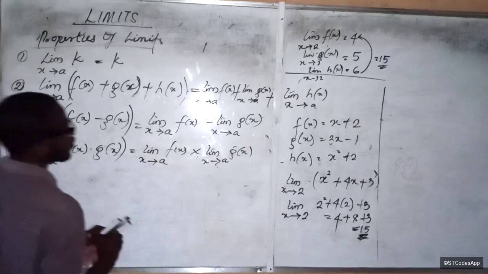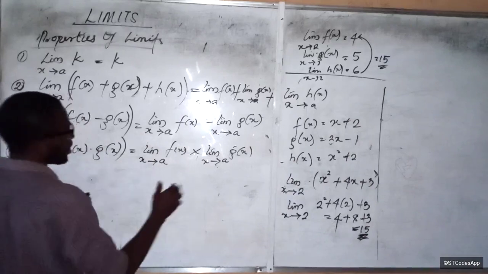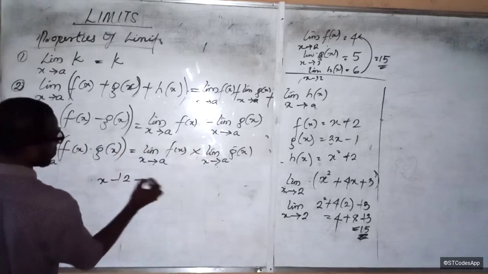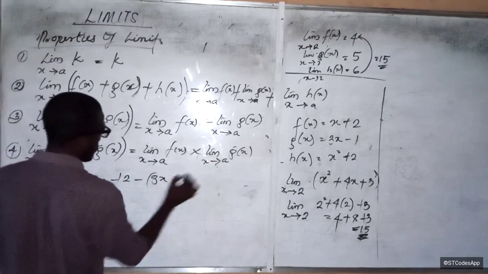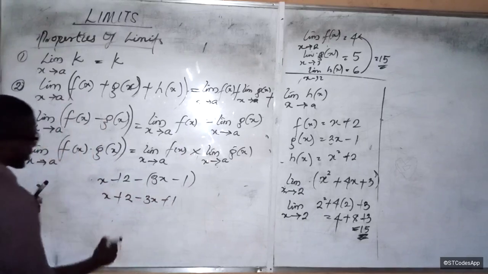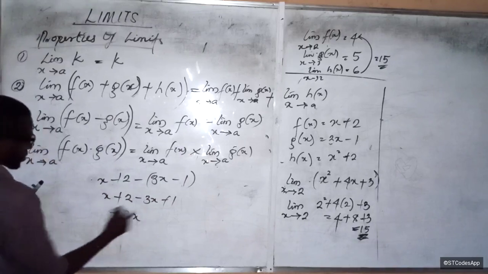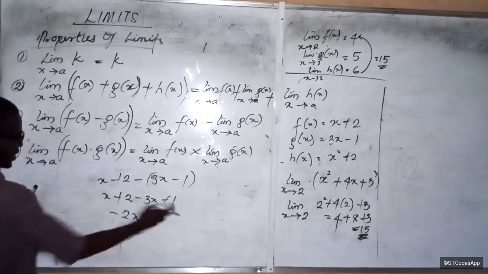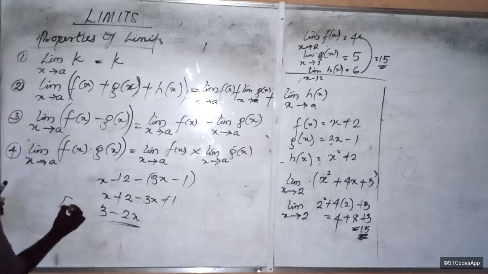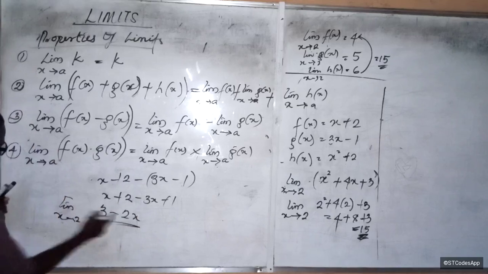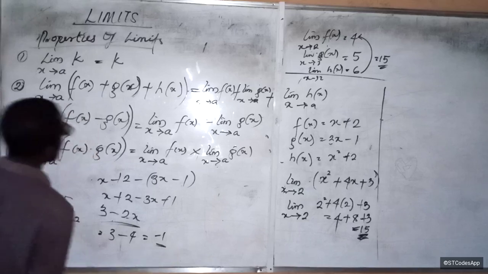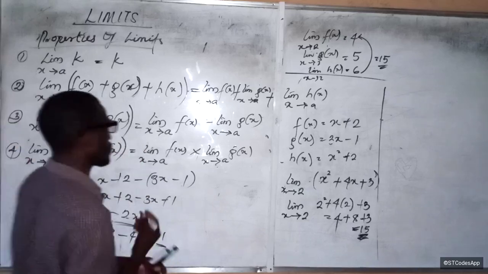Now we can also try that for this. The limit, if we subtract two functions from each other, let's subtract this from this. So that will be x minus x plus 2 minus 3x minus 1. So that becomes x plus 2 minus 3x plus 1. So this becomes minus 2x. And here we have 3. So 3 minus 2x. If we take the limit as x tends to 2 of this function, we're going to have 3 minus 2 times 2, 4. That is minus 1.